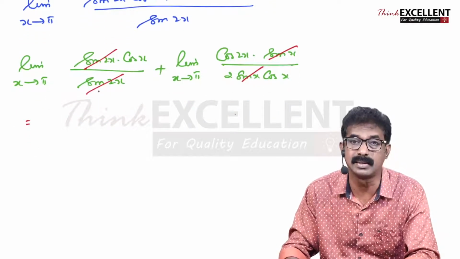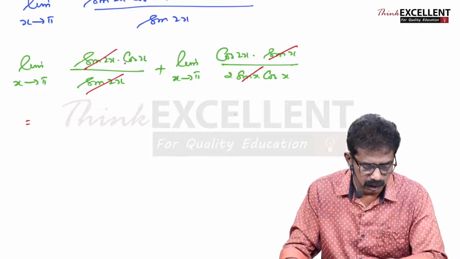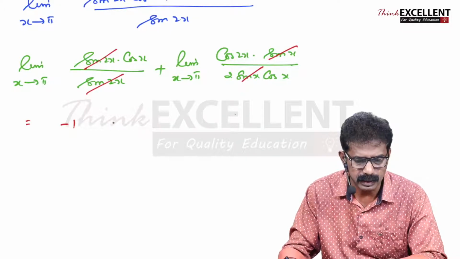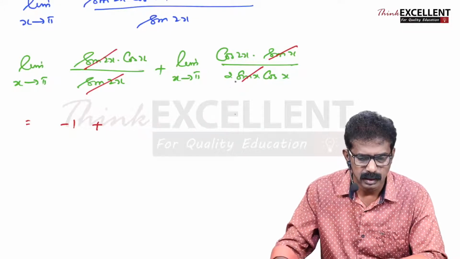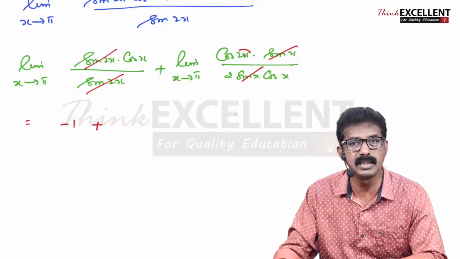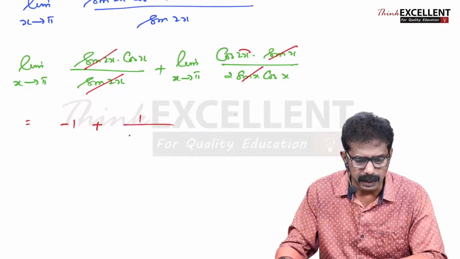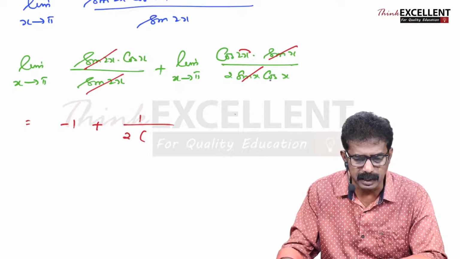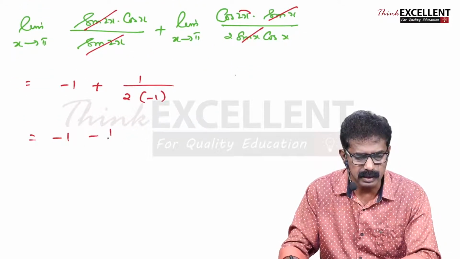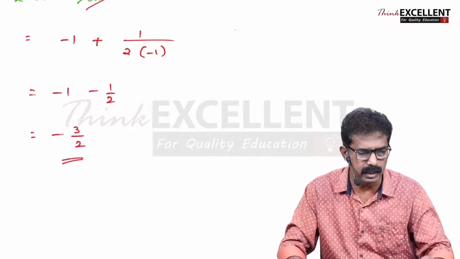Pi, sin pi is 0, cos pi is minus 1. So you remember the values, okay? The first one is cos pi, it is minus 1. Here plus cos 2 pi. Pi is 180, 2 pi means 360. 360 is equivalent to 0. So cos 0 is 1. By 2 into cos x, x is pi, right? So cos pi is minus 1. So you are getting minus 1 plus 1 by 2 into minus 1, that is minus 1 minus 1 by 2. So your answer is minus 3 by 2. So just take the LCM and you can do that.